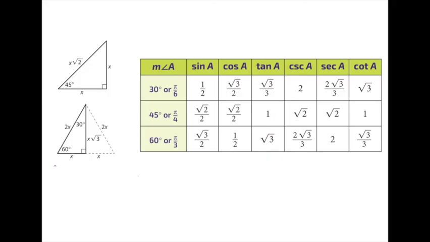Okay? So if you will just remember the sine, cosine, and tangent of these 3 special angles, you will know the entire unit circle, and you can get your other 3 trig functions from your reciprocals.